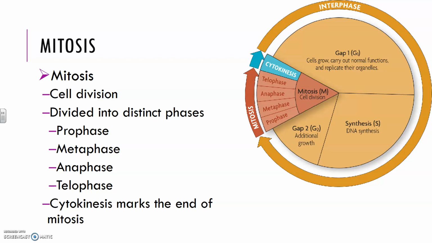So we're going to go more into depth in each of these phases later on in this chapter. So we're just going to leave it at the names right now. But an easy way to remember the order that I've always found is PMAT. So P, prophase, M, metaphase, A, anaphase, T, telophase. PMAT.